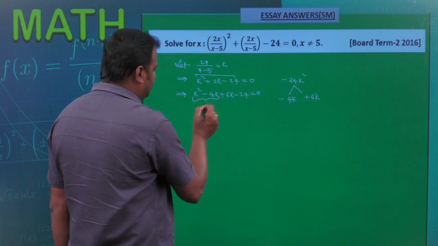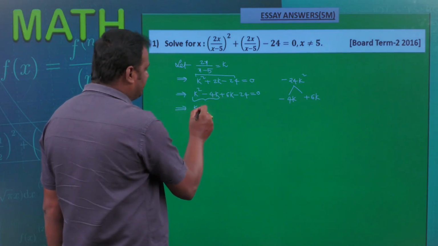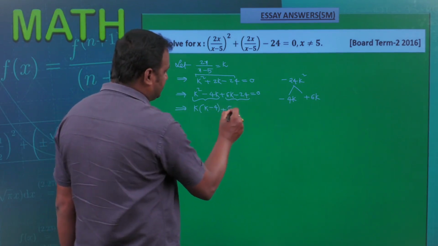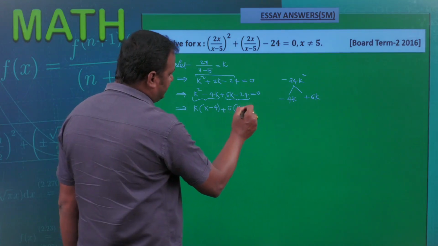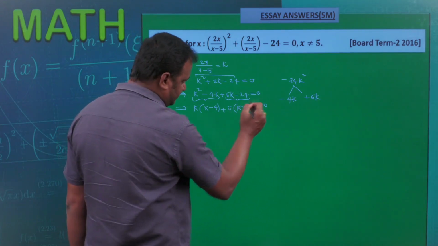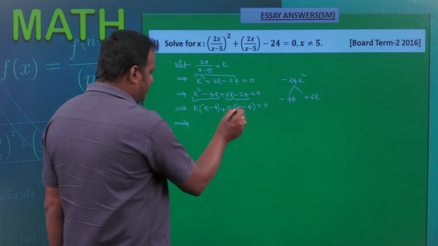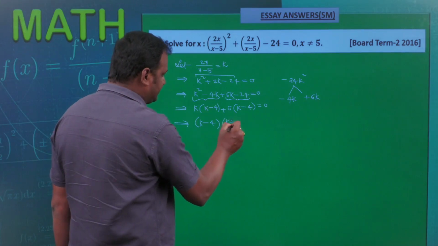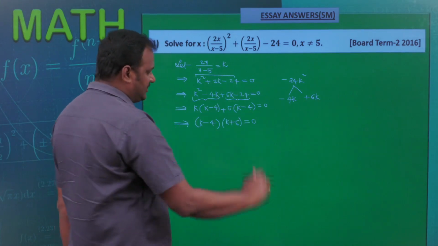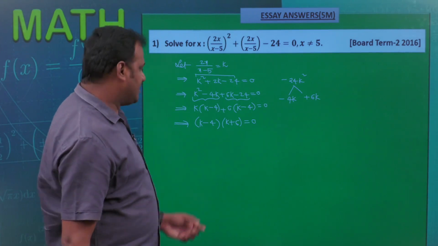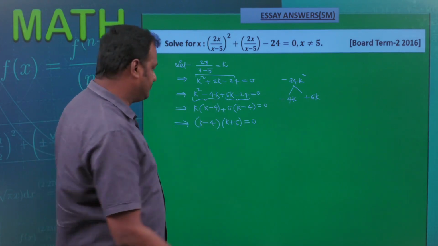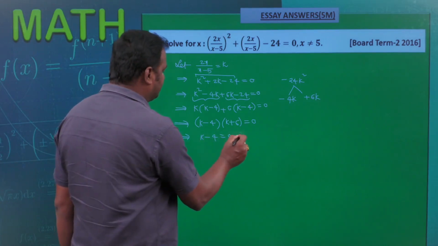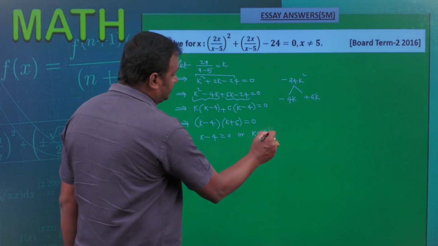So from the first two terms, you have k common, remaining k minus 4. From these two terms, you can take 6 common, then you get k minus 4, 6 4s are 24. Altogether, we have k minus 4 common times k plus 6 is equal to 0. So when the product of two terms is equal to 0, either the first term is equal to 0 or the second term is equal to 0. So k minus 4 is equal to 0 or k plus 6 is equal to 0.